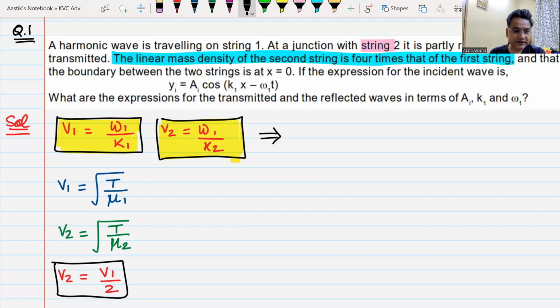Can you now tell me the relation between K2 and K1, since you know the relation between V1 and V2? K2 is equal to 2K1, sir. Now, since we know both V1 and V2 and everything, can you tell me the equation? Can you tell me the amplitude of the reflected wave?